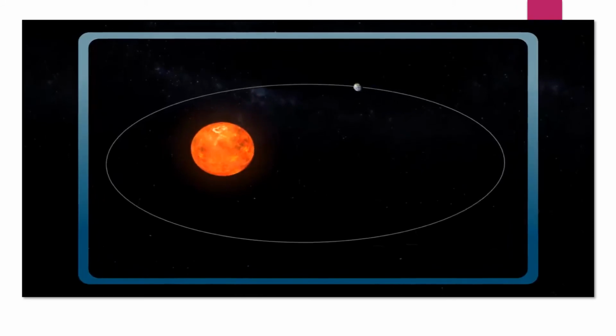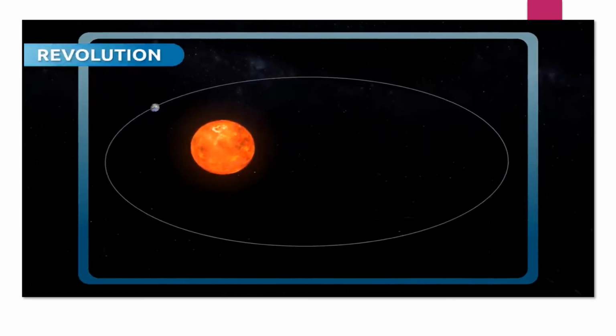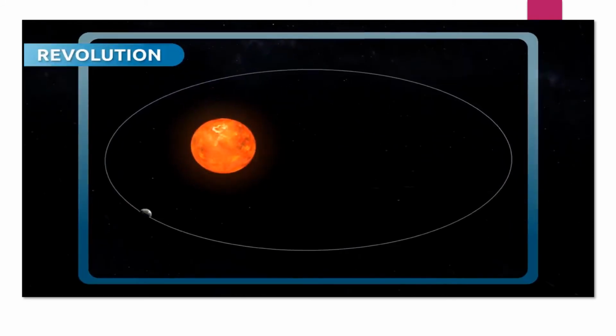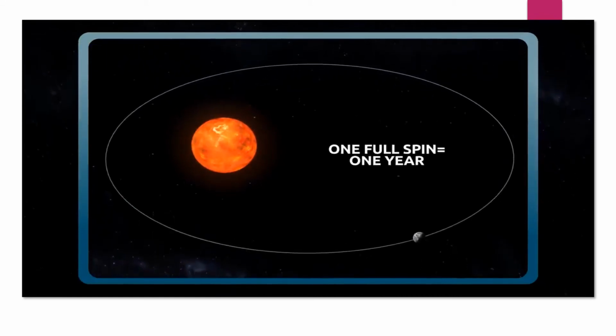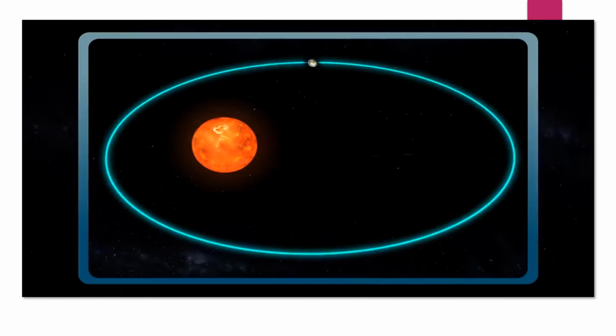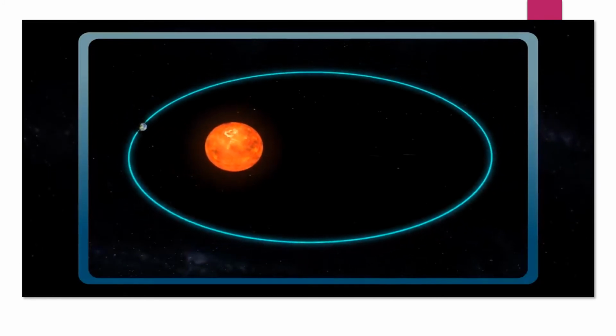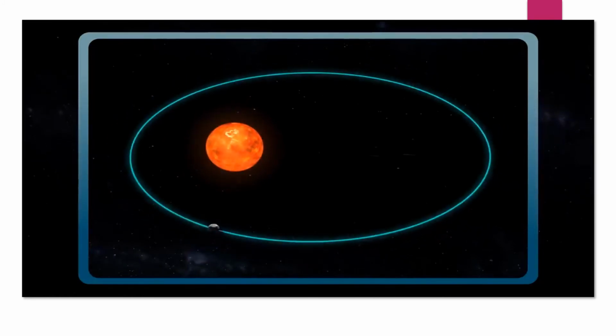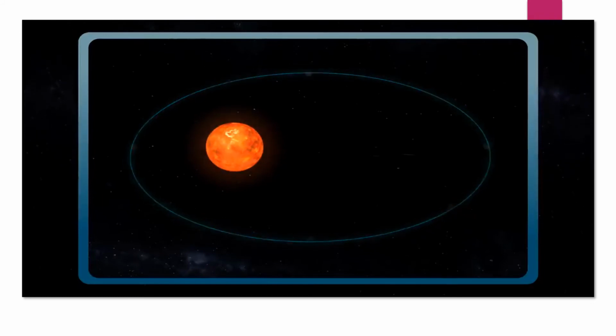The movement of the Earth around the sun is called revolution. The Earth takes one whole year to go around the sun. Before, people used to think that the orbit of the Earth around the sun was circular, but they weren't right. As you can see here, the orbit is elliptical.